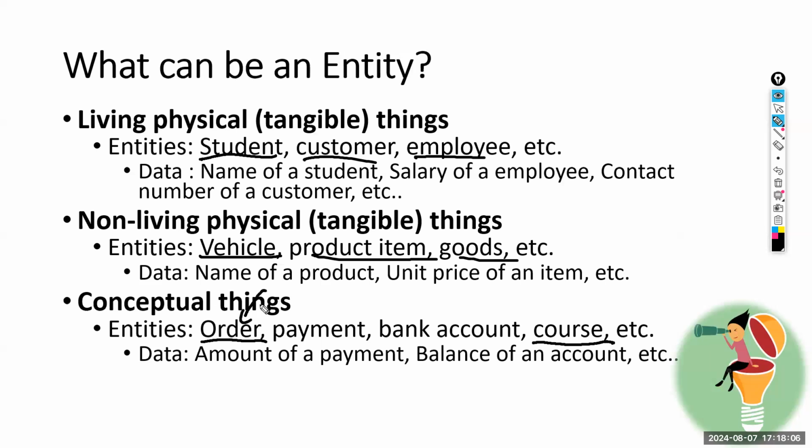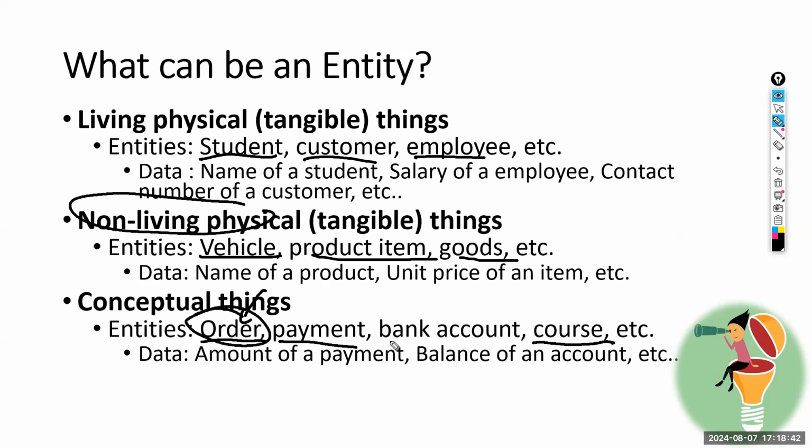Maybe you have ordered a smartphone. Smartphone is a non-living physical thing. But your order is an entity, because order is something we are interested in. We are interested in the order date, order amount, order type, then payment. Payment is an entity. So we are interested in payment ID, payment date, payment amount. So these are the serious stuff that we are interested in.